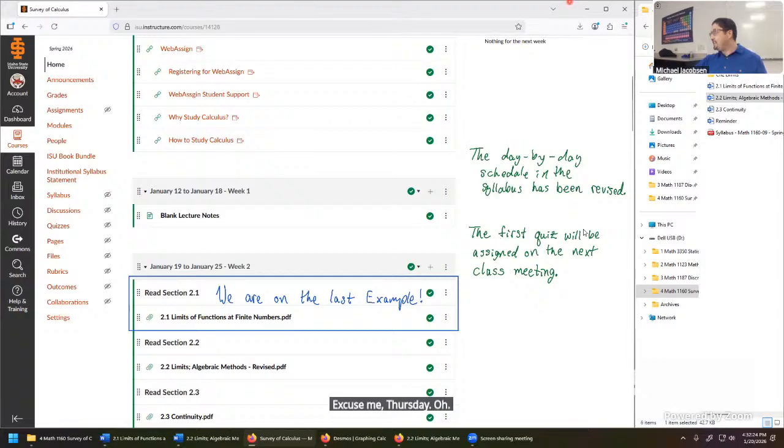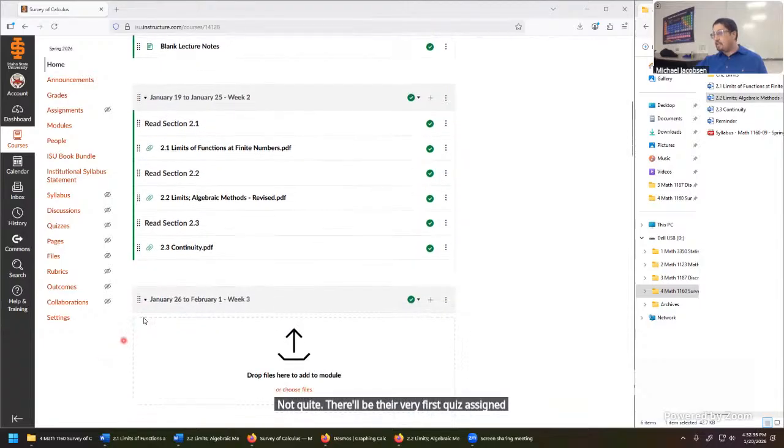Oh, missed the chat, sorry. So the 2.2 and 2.3s are due this week. Not quite. There'll be their very first quiz assigned this week. There'll be an assignment on the very bottom right here, and I'll show you what it looks like when it's posted. And then quiz number 1 will be due the next week down below.